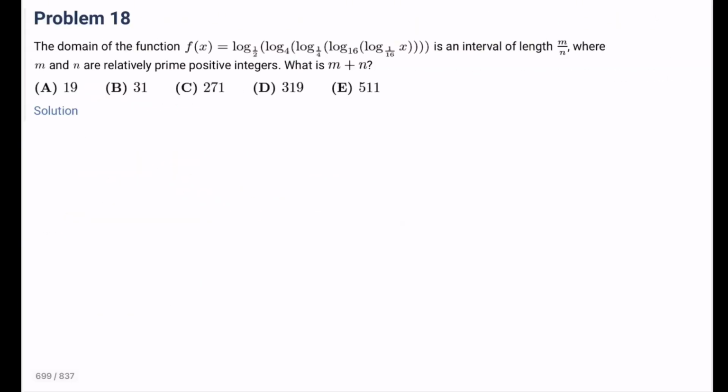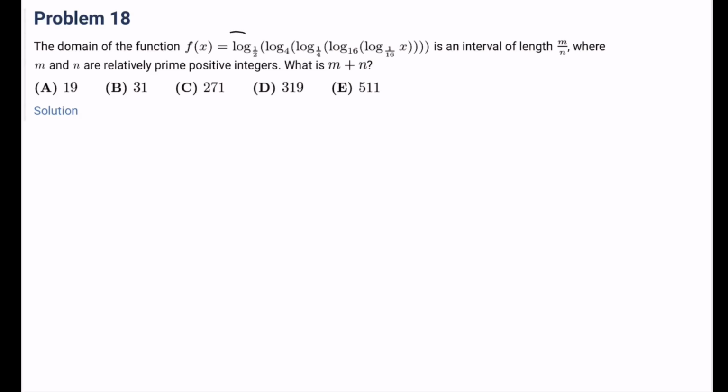Number 18, the domain of the function f(x) equals this monstrosity is an interval of length m over n, where m and n are relatively prime positive integers. What is m plus n? Okay, so the domain, that's the x values when this thing is defined.